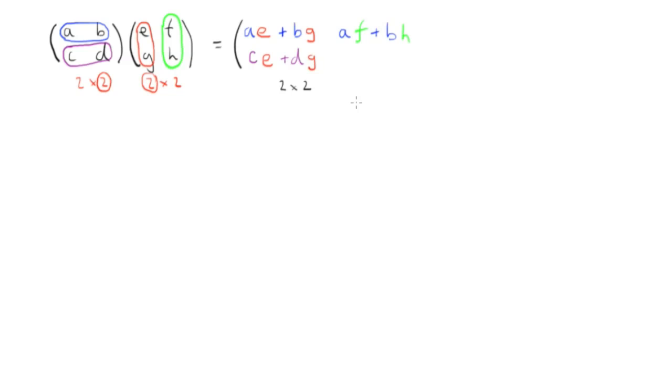Finally, second row, second column. We're on the second row of the left matrix, so we're still on this purple row here, but now we move to the second column, so now we're in the green column. So we have C, I did it in the wrong colour, might as well be consistent. Back to purple, we have C multiplied by F, and that's plus D multiplied by H.